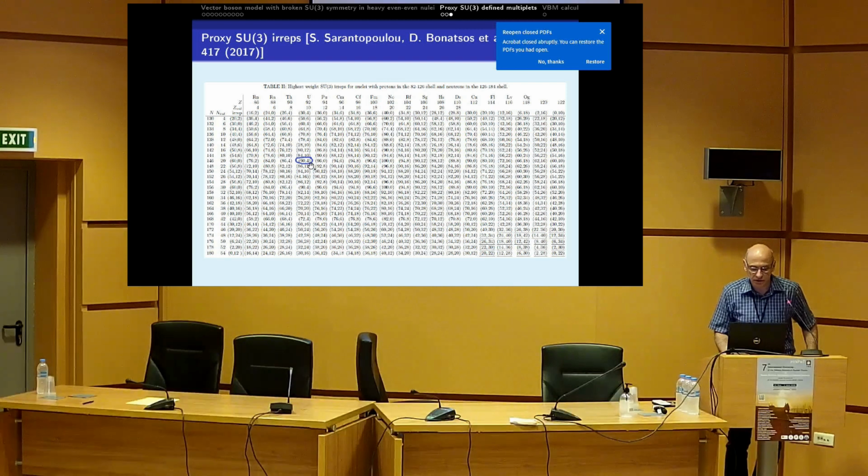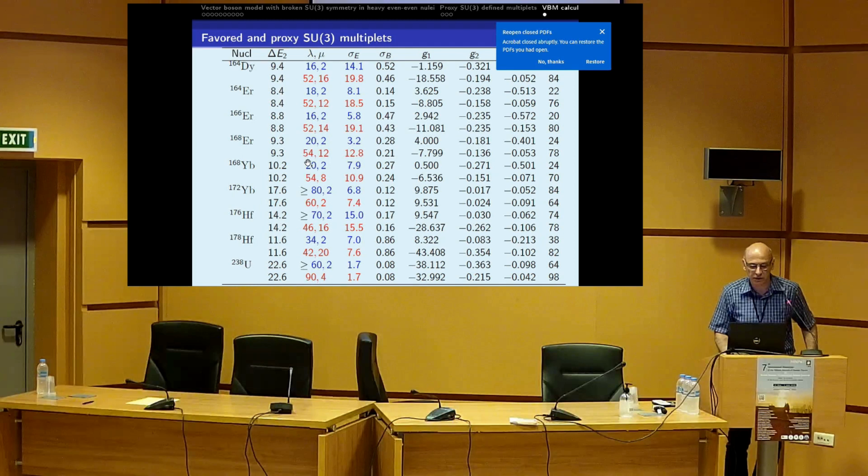So what we did, these irreducible representations determined in the proxy-SU3 model were taken, and calculations were made in the vector boson model. Here in this table, in the first line, I give the original vector boson model calculations with the lambda mu multiplets obtained by adjusting to experimental spectra, blue. In red, I give the result in case of using SU3 multiplets from the proxy scheme.